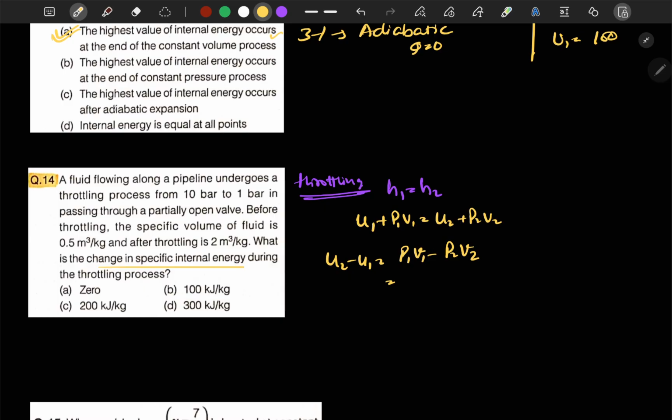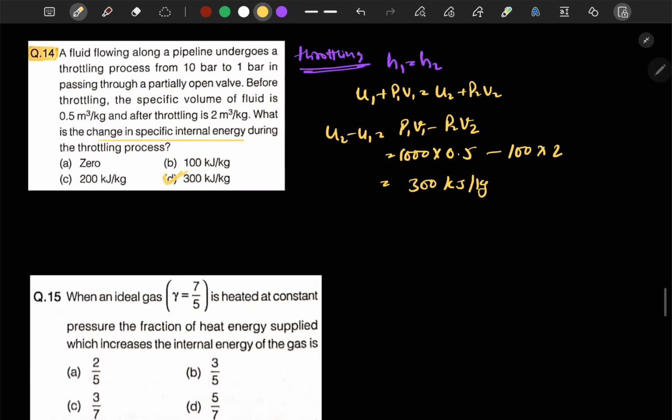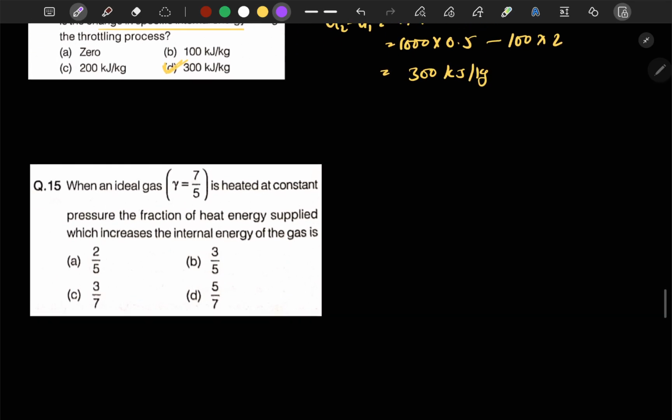Let's convert the pressure into kilopascal. 10 bar is p1, so 10 bar will be 1000 kilopascal, into volume before throttling, which is 0.5, minus 1 bar, which will be 100 kilopascal, into volume of 2 meter cube per kg. So we will get the change in internal energy to be 300 kilojoule per kg. So option D is correct. Next we will move to question number 15.